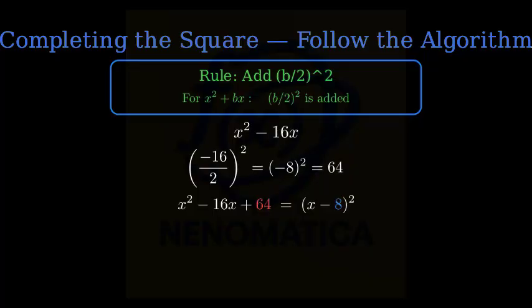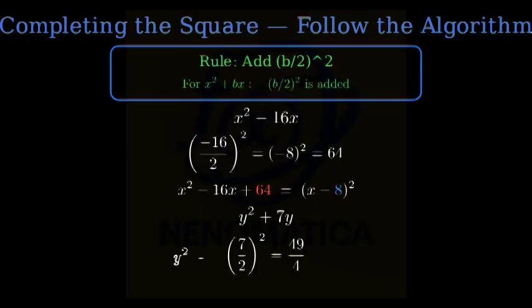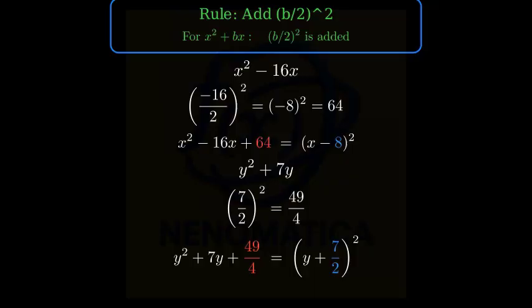Second expression: y squared plus 7y. Step 1, compute b over 2 squared. 7 over 2 quantity squared equals 49 over 4. Step 2, add that amount and write the perfect square. Y squared plus 7y plus 49 over 4 equals the quantity y plus 7 halves squared.